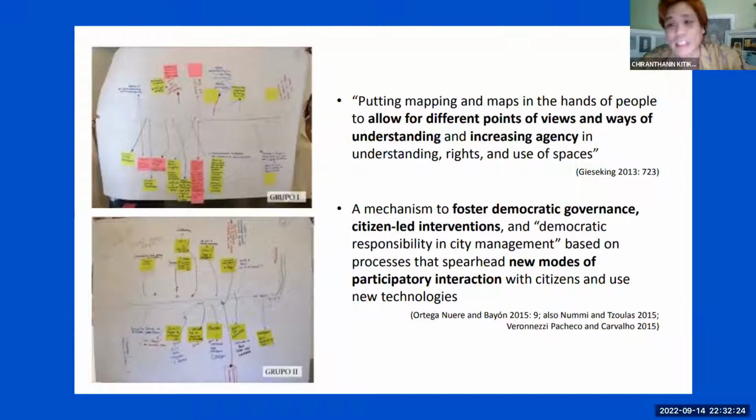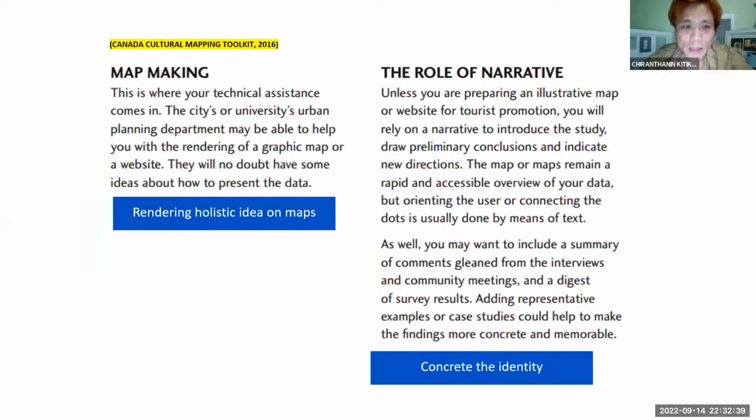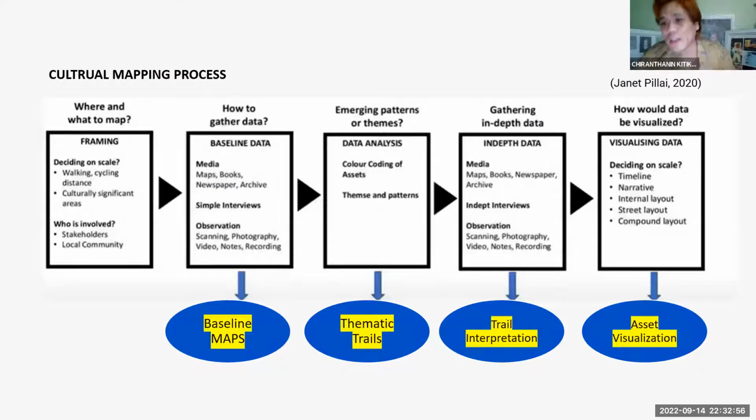So that could be anything, guys, but the testing that you use will represent the people. So you have to choose carefully about the subject groups or the focus group, right? And then the map making will render the holistic idea on the map, and also set the role of directive that will concretize the identity of the communities naturally, holistically. And this is the process of making the cultural map.